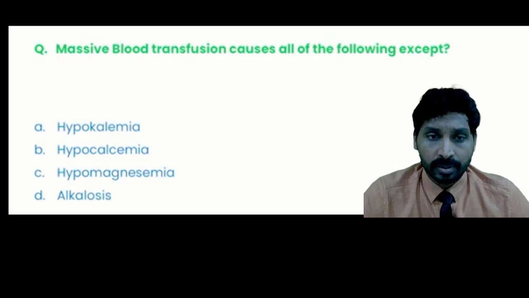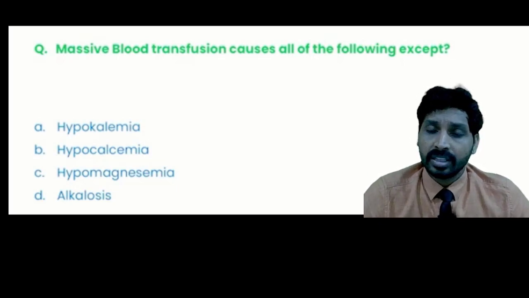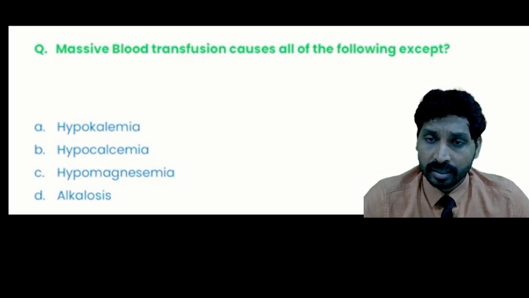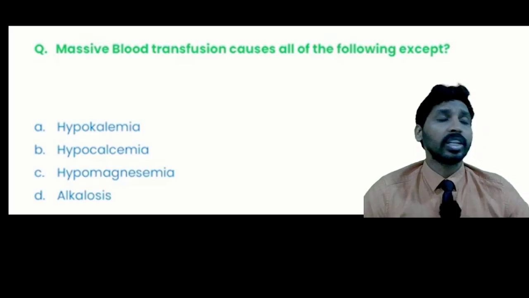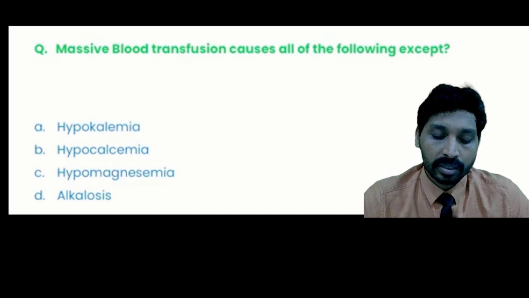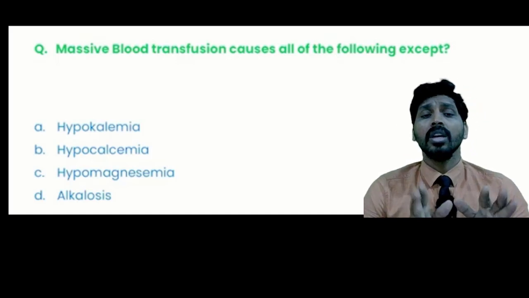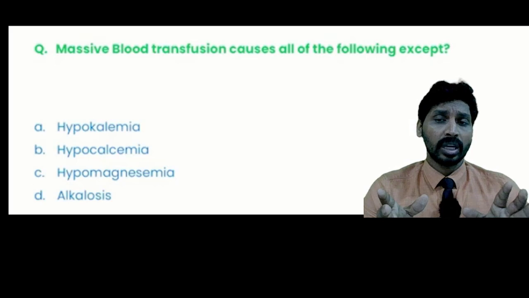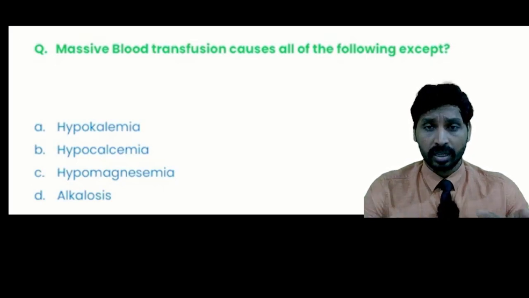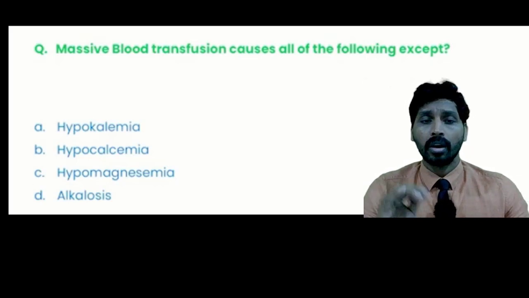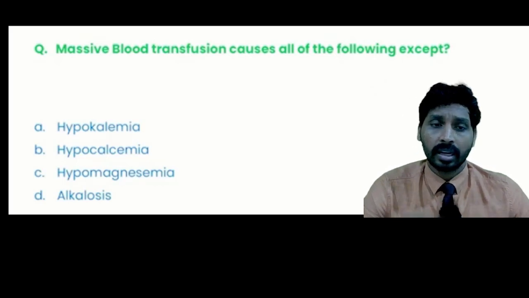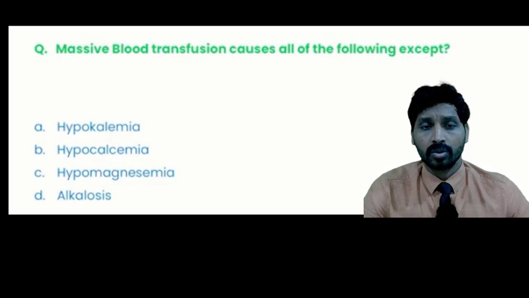So alkalosis is possible. Hypomagnesemia also, because magnesium will be chelated, so there will be low levels of it. And hypocalcemia is also yes, as both calcium and magnesium are chelated. And in hypokalemia, there is no such thing. Sodium and potassium will be normal only, because the sodium potassium pump will not be working as glucose levels are low. So the right option is A. Hypokalemia you cannot see in massive blood transfusion. Otherwise you can see hypocalcemia, hypomagnesemia and alkalosis.